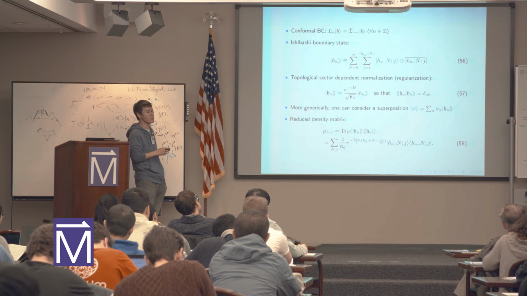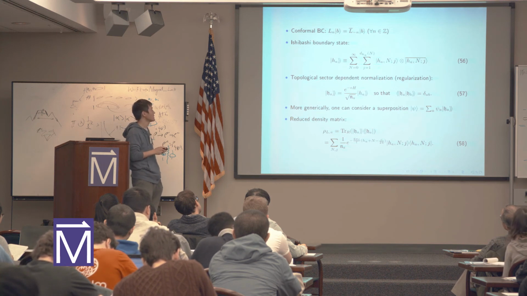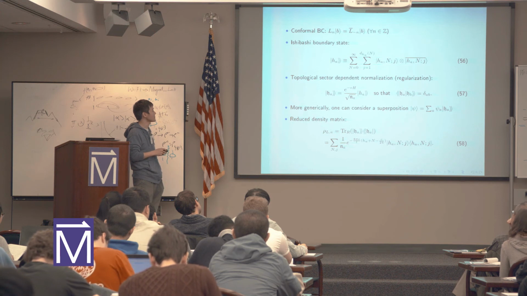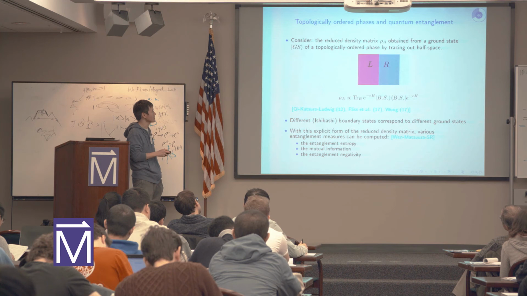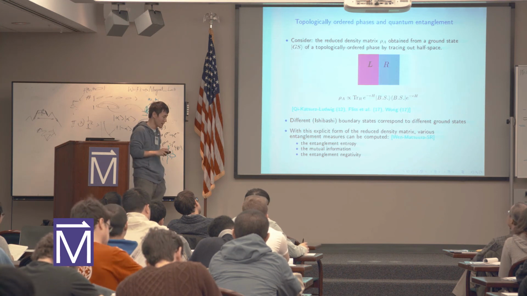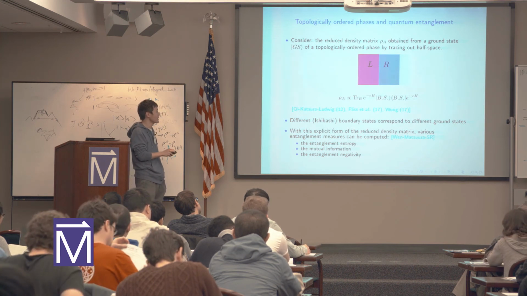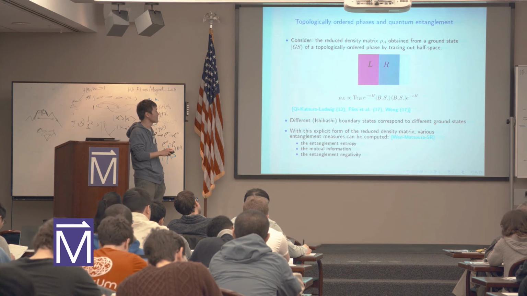So this is the explicit form of the boundary state, and we have to normalize it a little bit. So we introduced this normalization here, which was also here before. So it's basically given by the boundary state, but we have to normalize it a little bit.